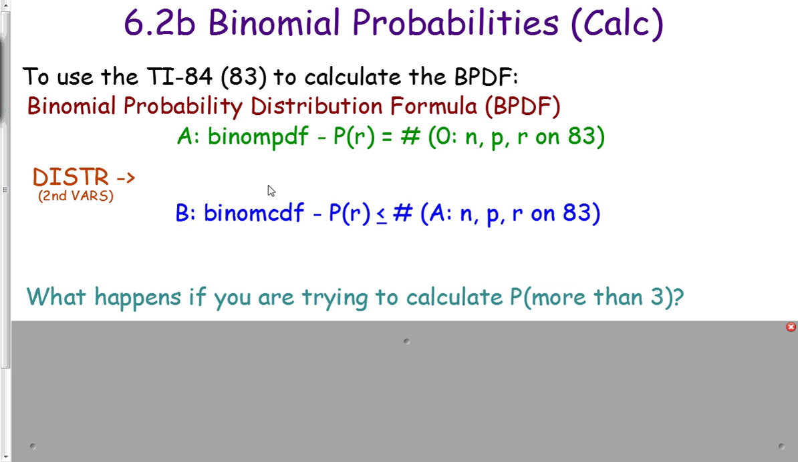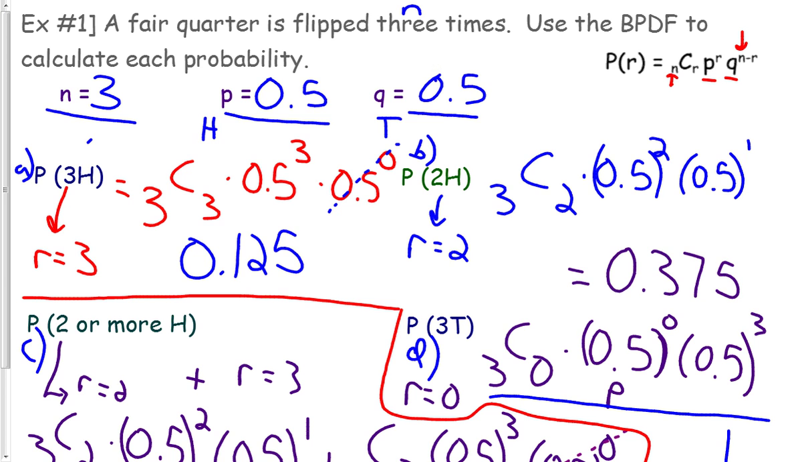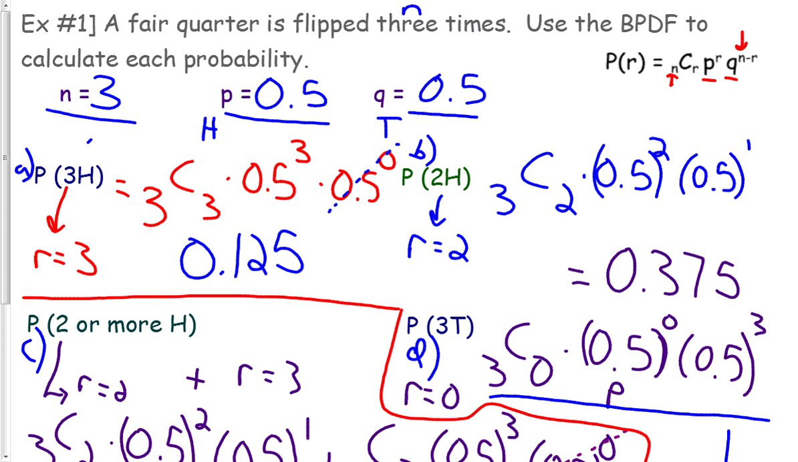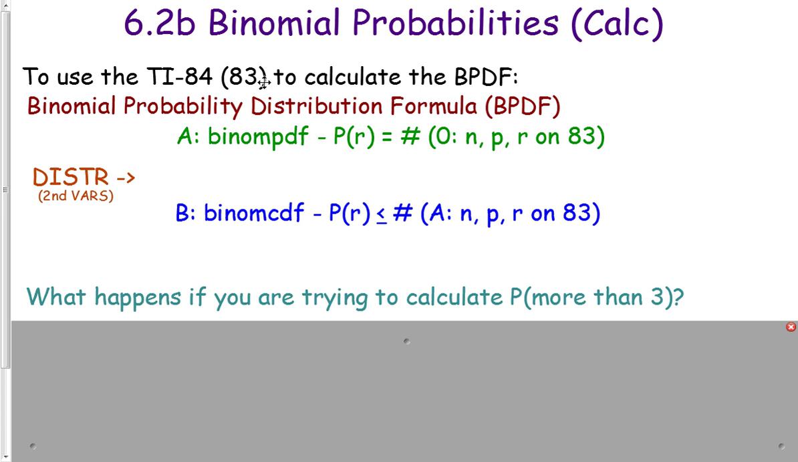Lesson 6.2b, Binomial Probabilities using your calculator, is what we're going over today. This is basically instructions on how to do what we were doing the other day in class regarding the binomial probabilities, but with your calculator. Specifically, these will work with the TI-84 and 83.